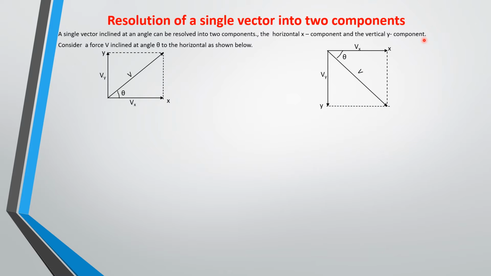that is inclined at angle theta to the horizontal as shown below, I've just represented them in the drawing. So if this is a force V that is inclined at angle theta to the horizontal as shown in this drawing, the vertical component of this force is equal to V sine theta, while the horizontal component is given to be V cos theta.